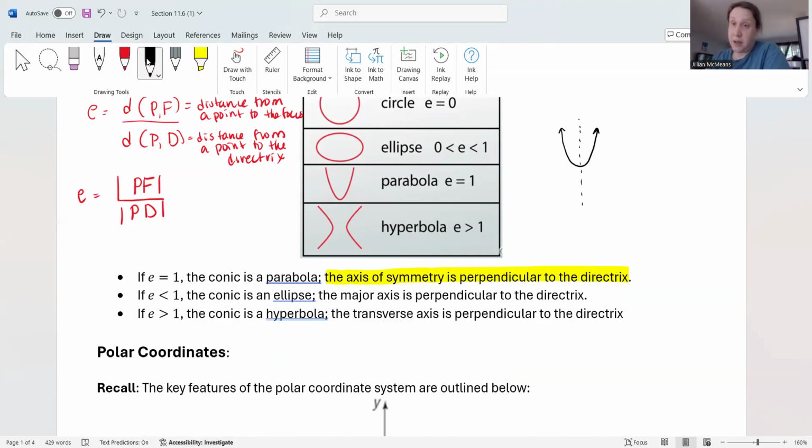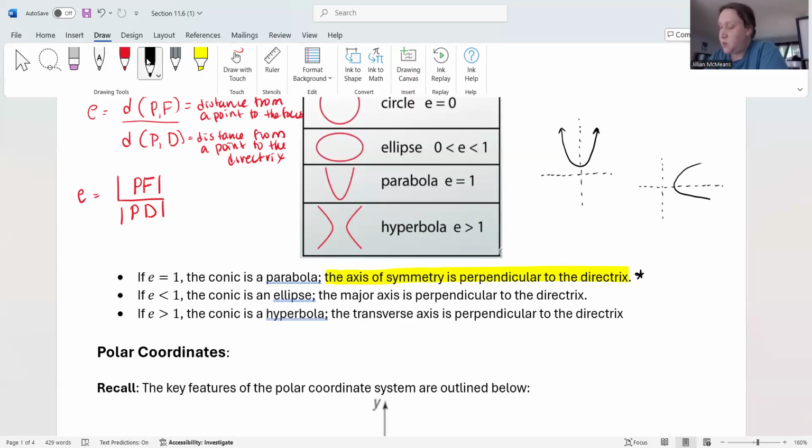With a parabola like what we have here, where it's opening up, or the same if it's opening down, your directrix would be here. So the axis of symmetry is going to run perpendicular to the directrix. If we had a parabola that opened left or right, the axis of symmetry is like this. Again, the directrix is going to run perpendicular to the axis of symmetry. So this statement right here that's highlighted is very important.